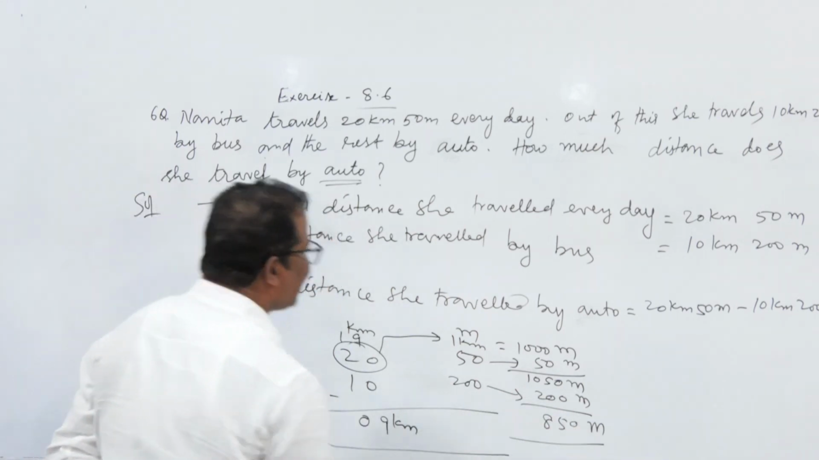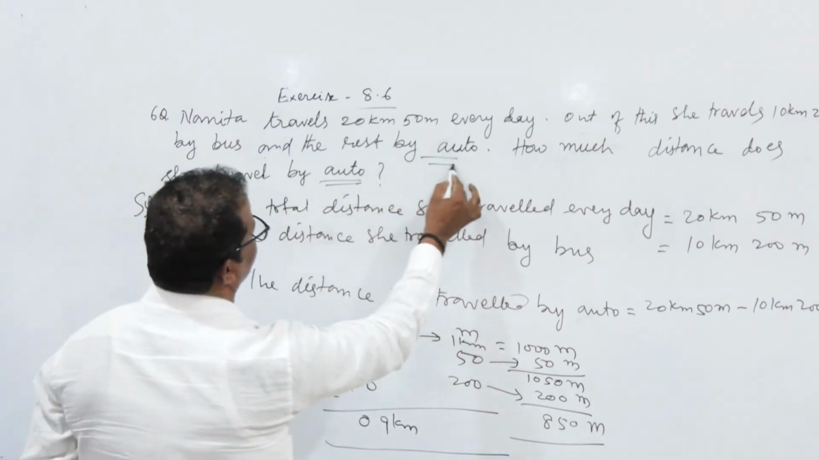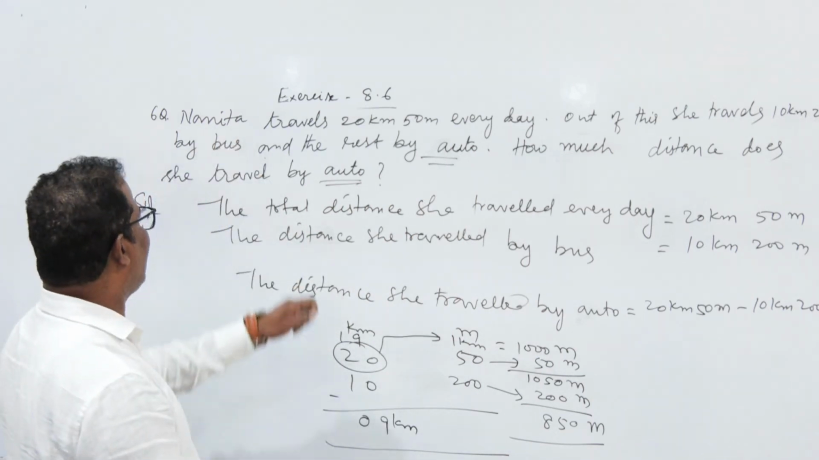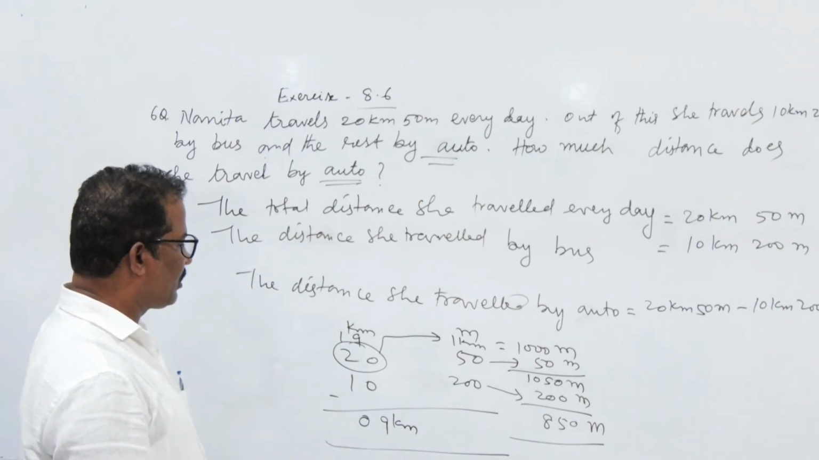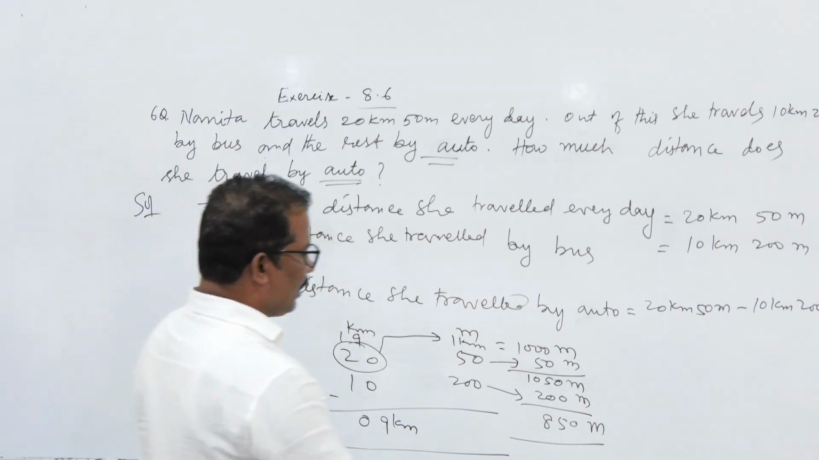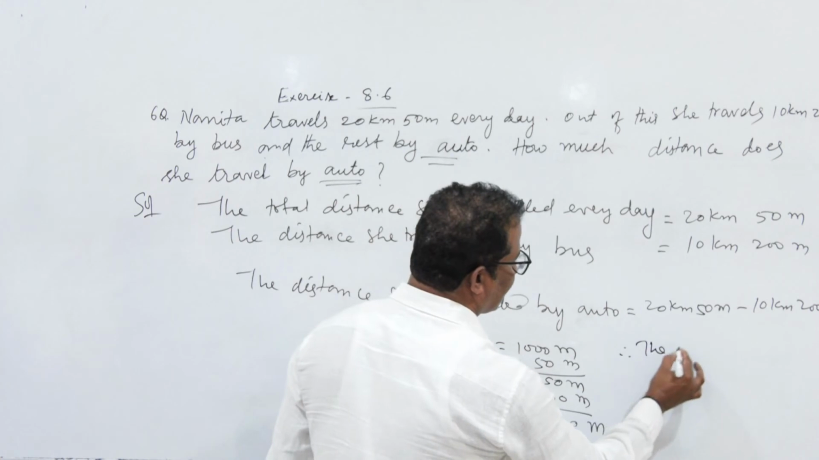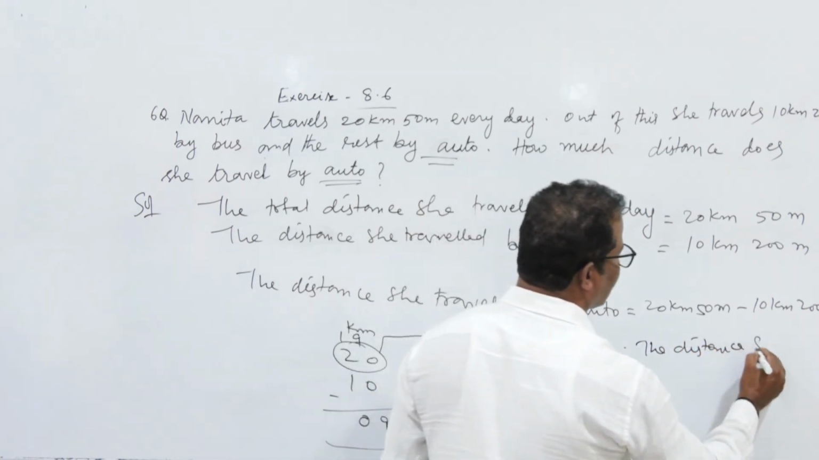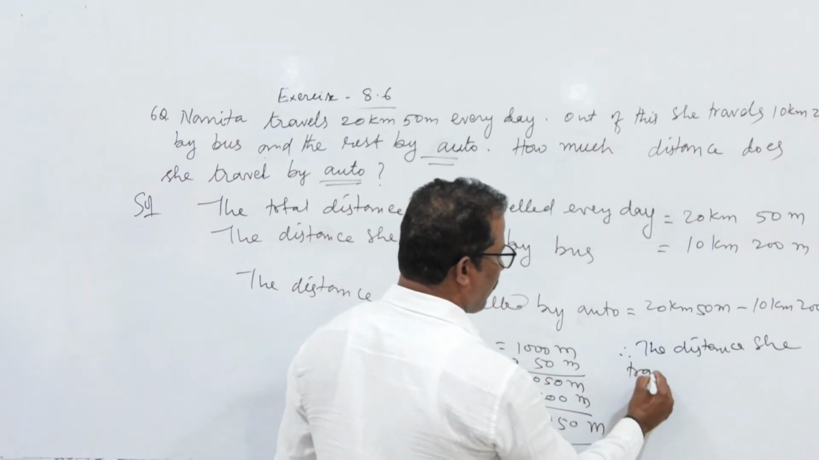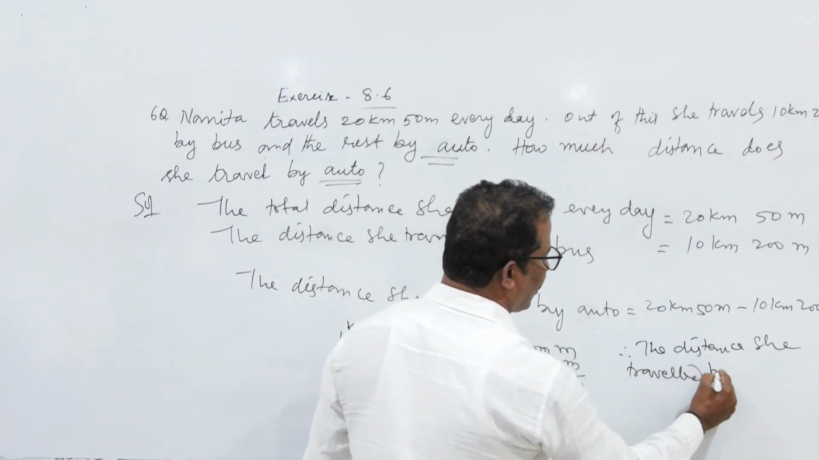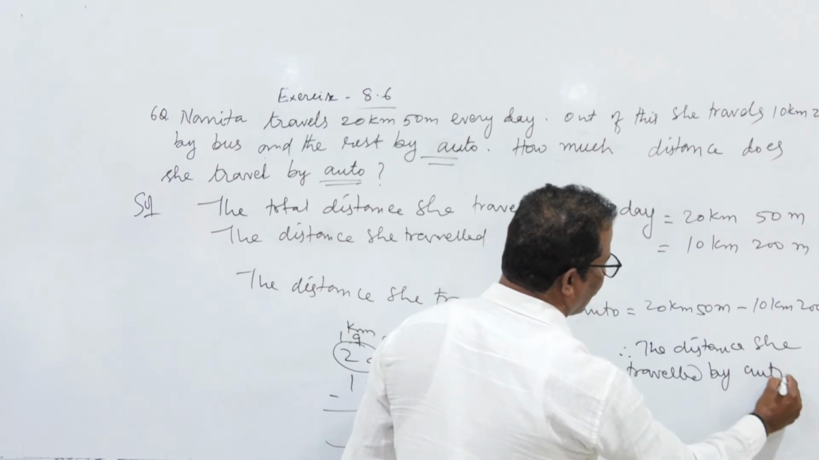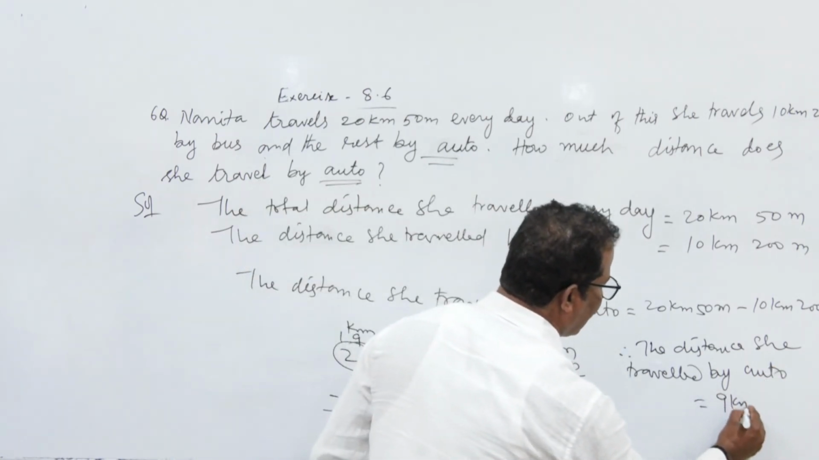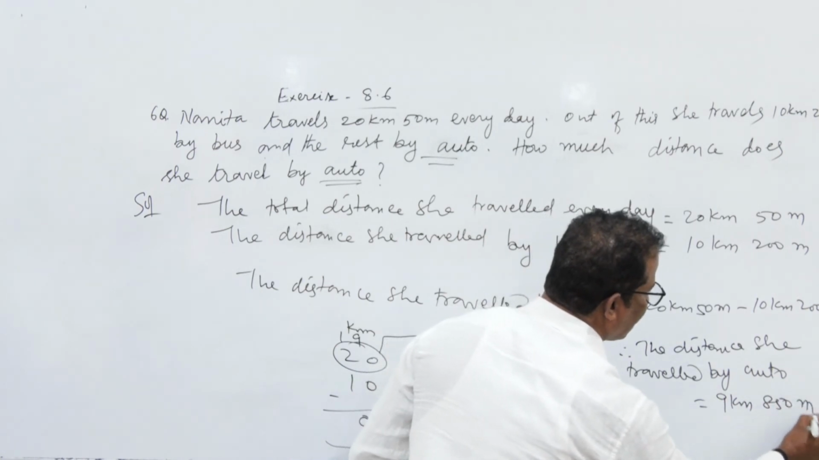This distance she traveled by what? By auto. Understand? So Namita traveled by auto. The distance is how much? 9 kilometer, 850 meter. Therefore the distance she traveled by auto is equal to 9 kilometer and 850 meter.